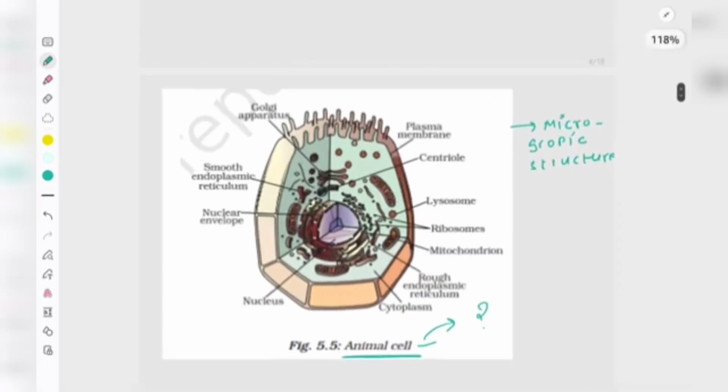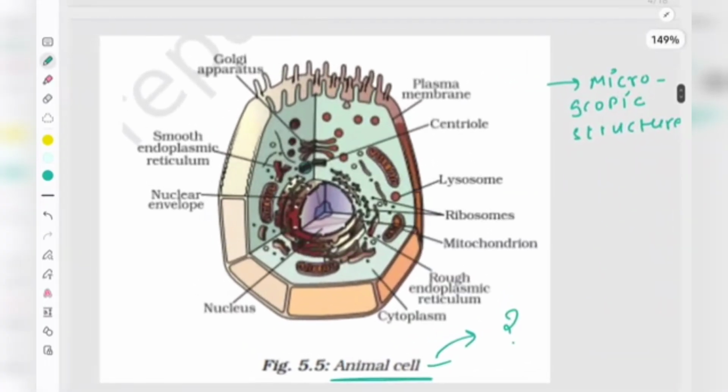But right now I want you guys to take 10 seconds and look at the diagram. You don't have to worry about all the words written here. Just read it once, like this: plasma membrane and centriole and lysosome, ribosomes, mitochondrion, rough endoplasmic reticulum, cytoplasm, nucleus, nuclear envelope, smooth endoplasmic reticulum, and Golgi apparatus. So I want you to have this idea that whenever we study the animal cell, we are going to discuss all these things one by one.